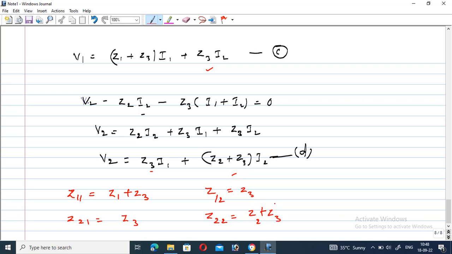That means if the circuit is in the form of a T-type network, we can easily find the corresponding Z parameters simply by taking this into consideration, right? So let us see one more problem related to the Z parameters, a very simple problem. Then you will get some idea, right?